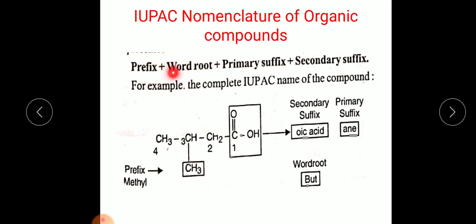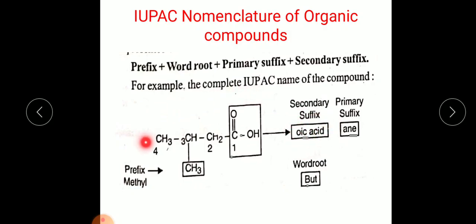For example, to help you understand this, we have taken an example of an organic compound. In this compound, the substituent CH3 is a prefix, methyl prefix. Then the word root means the number of carbon atoms in a straight chain. So 1, 2, 3, 4, four carbon atoms, so it's butane, or but, we can say word root. Primary suffix: since we have four carbon atoms with single bonds, we end it as ane. Whereas here the functional group we have is carboxylic acid, so we end it with oic acid. This is the secondary suffix.